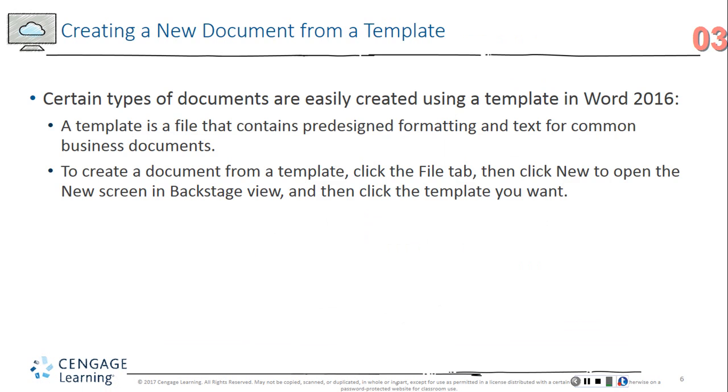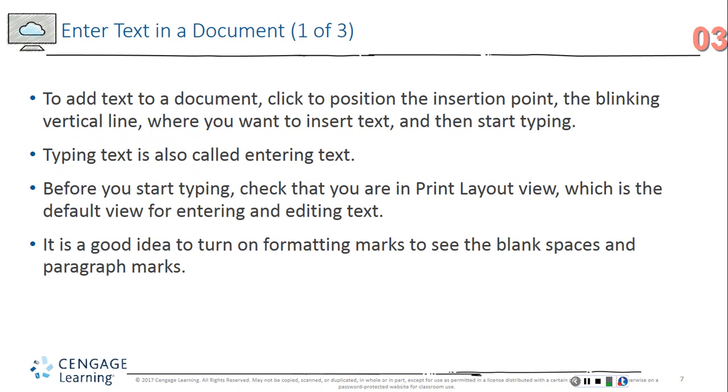Alright, so while we just mentioned templates, just to give a little more information on a template. A template is a file that contains pre-designed formatting and text for common business documents. And we'll use the same steps as we would for creating a new document from an existing file by going to the backstage view. You do that by clicking the File tab, New, and open to the new screen in backstage view, and then click the template that you want, like we just demonstrated on the previous slide. Alright, so that's how we create new documents. There's a couple of 2 or 3 options.